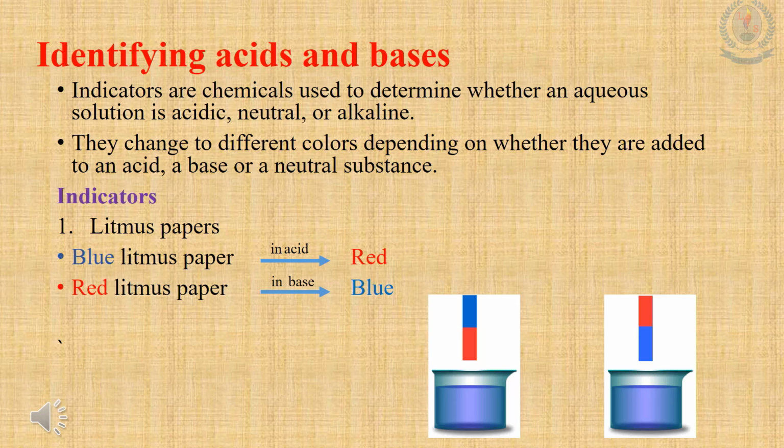Now let's see examples for indicators. First of all, litmus paper. Litmus paper is either red or blue. The blue litmus paper changes to red, indicating acidity. And red litmus paper can indicate the alkalinity, which changes to blue. A neutral solution is neither acidic nor alkaline. For example, pure water and sodium chloride solutions are neutral. When dipped in a neutral solution, red litmus paper remains red and blue litmus paper remains blue.